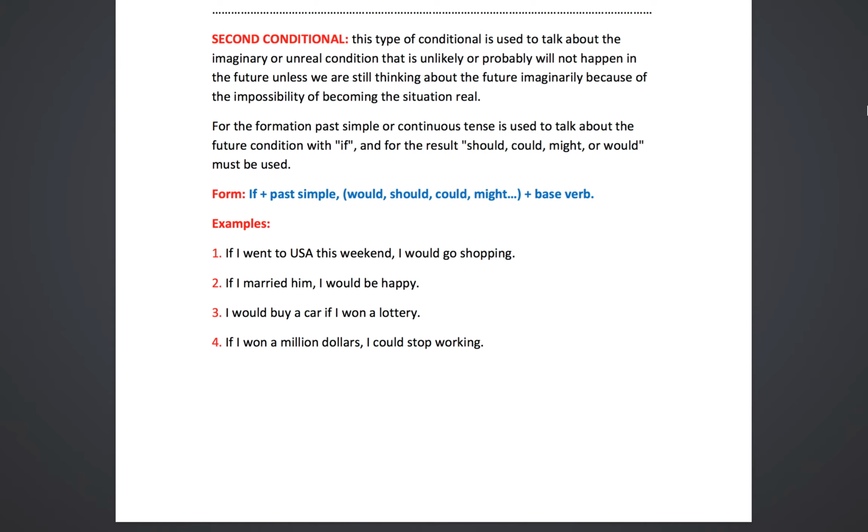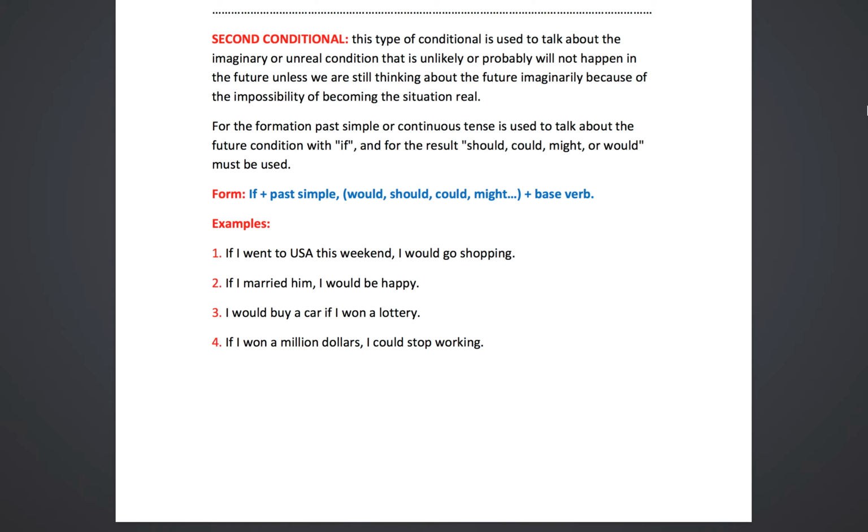For its formation, we use the past simple or continuous tense to talk about the future condition with if. And for the result, you can use should, could, might, or would in the second clause, which is without if. Here is the formation for more understanding. We have if plus past simple, comma, would, should, could, modal verbs plus verb base. We have to keep this formula and use it.